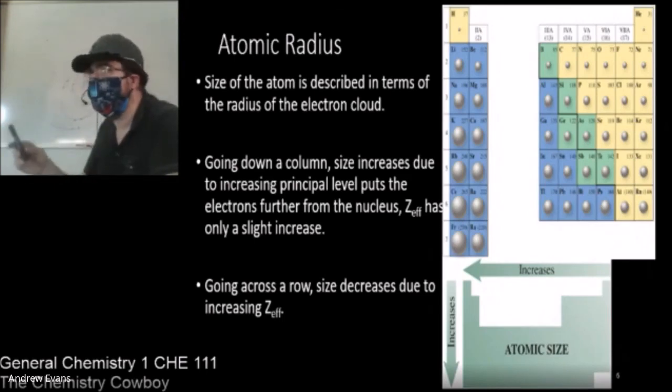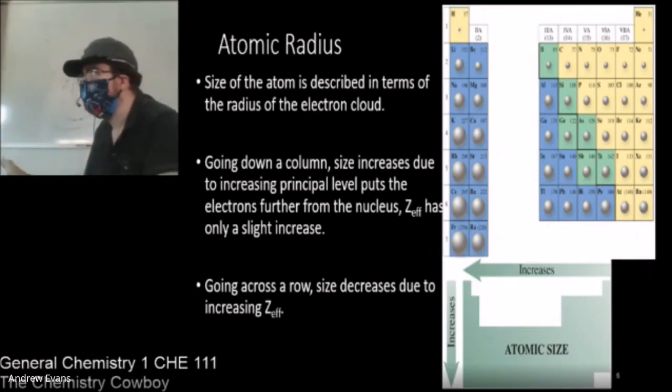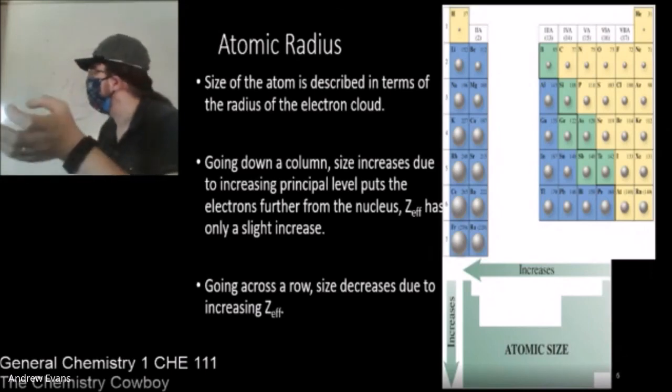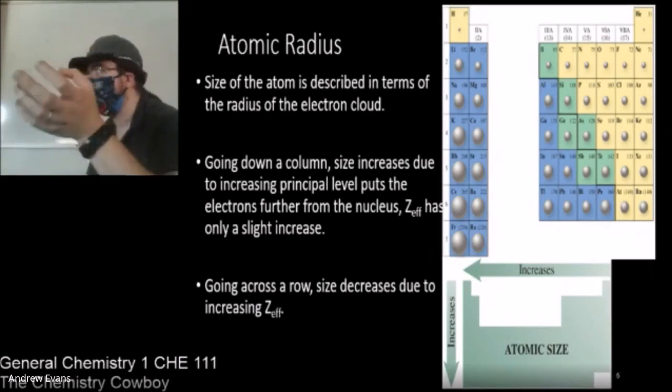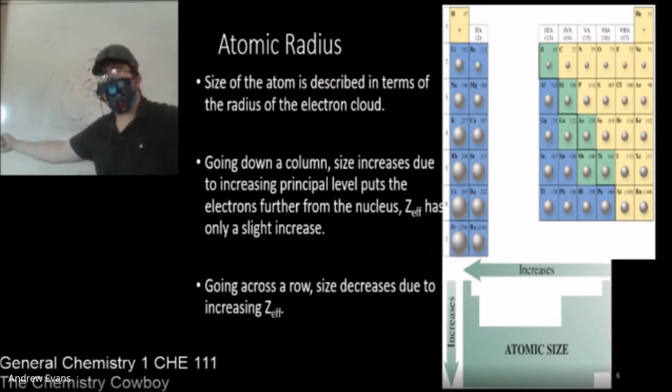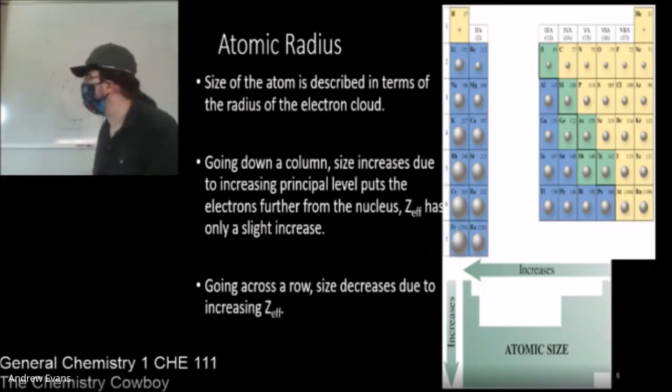But as we move across the table, what do we see about the Z effective? The effective nuclear charge goes up. So if we're not adding more orbits and we're adding more attraction, they're pulling these electrons closer into the nucleus and holding them tighter. So the elements in the top right end up being the smallest. The elements in the bottom left end up being the biggest.